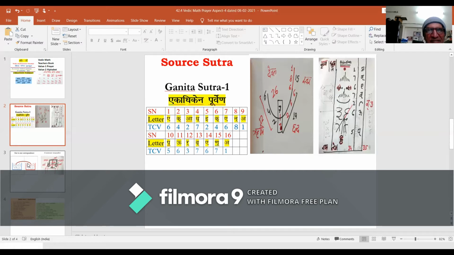First, have a visit to the organization, the sequential placements of the 16 letters of the text of Ganita Sutra 1. Here on the computer screen are tabulated these letters in the sequence of first placement to 16th placement. The first row is depiction of the sequential placements. The second row depicts the letters of the text of the sutra, and the third row gives the TC values, Dive Ank, Vivasta Ank. The values of these 16 letters.